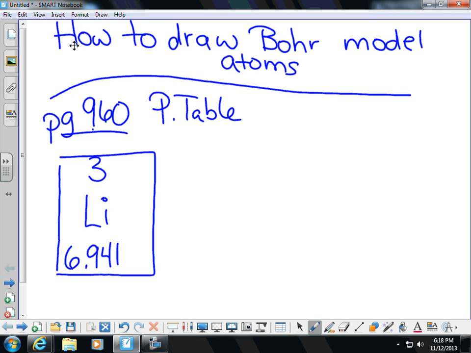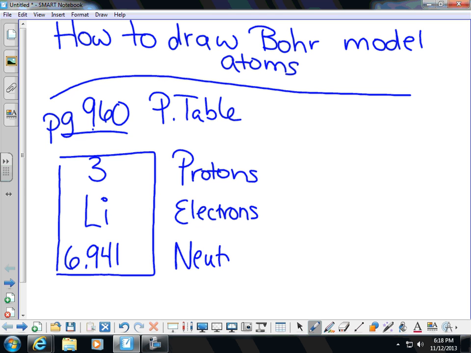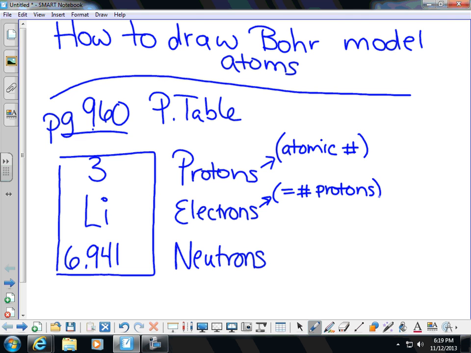Before we even start drawing the Bohr model of the atom, we have to find out how many protons there are, how many electrons, and how many neutrons. In order to find the number of protons, we're going to be looking at the atomic number. The number of electrons equals the number of protons. And neutrons, we take the atomic mass minus the atomic number.